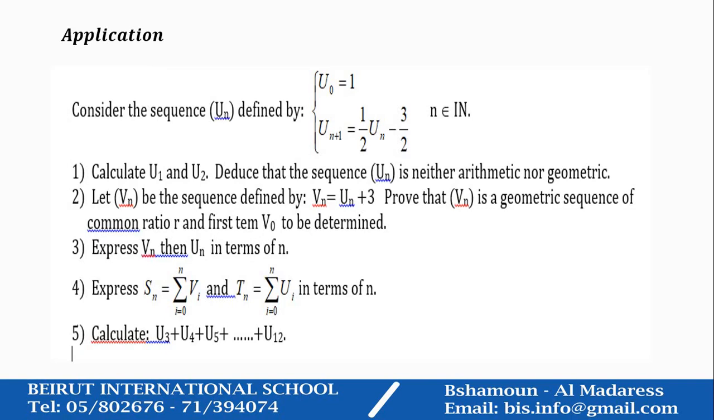You should apply. We gave you an example: a sequence Un defined by U0 and Un plus 1. First, calculate U1 and U2. Deduce that the sequence is neither arithmetic nor geometric. Second, let Vn be a sequence defined by Un plus 3. Show that it is geometric, and so on.